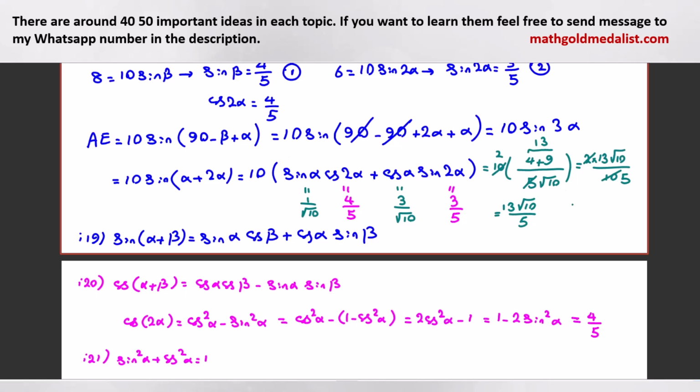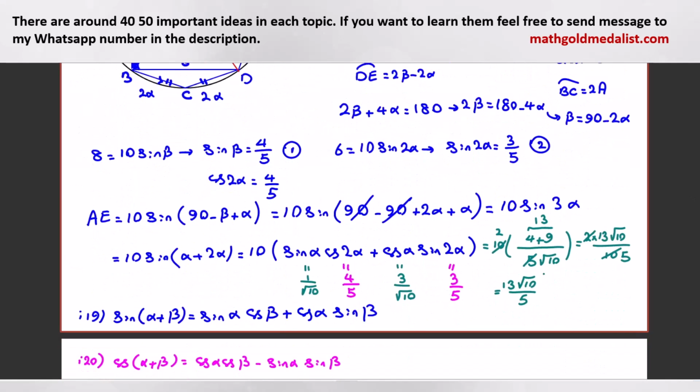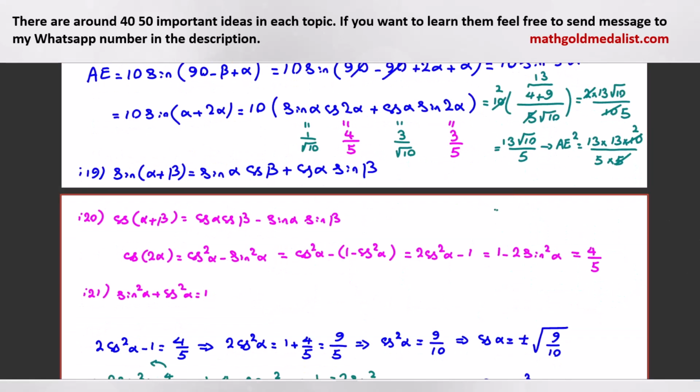It is AE. The problem wants AE squared in the form m over n. So AE squared is 13 times 13 times 10 over 5 times 5. We can cancel this 5 to get 2. So let's write it here: 13 times 13 is 169, times 2. Try to memorize squares less than 1000. 2 times 9, 18, we carry 1. 2 times 6, 12 plus 1, 13. We carry 1. 2 times 1, 2 plus 1, 3, over 5.